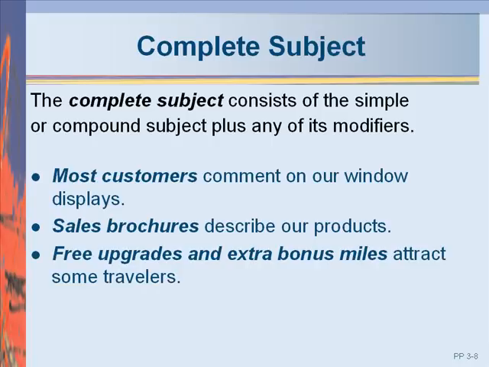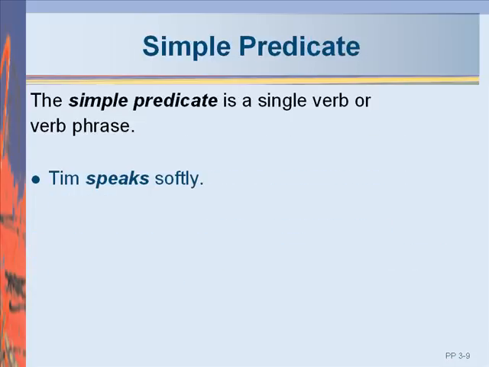Now we have the and, so we have a compound subject. We start at the beginning of the sentence and we go until we see the verb, and the verb is attract. So everything between free and attract is the complete subject. The simple predicate is a single verb or verb phrase.